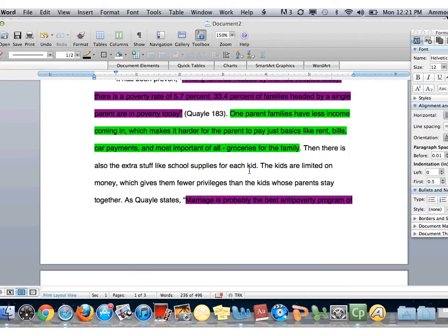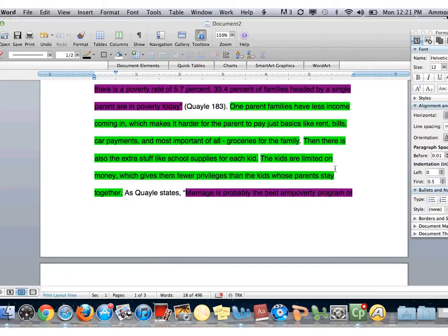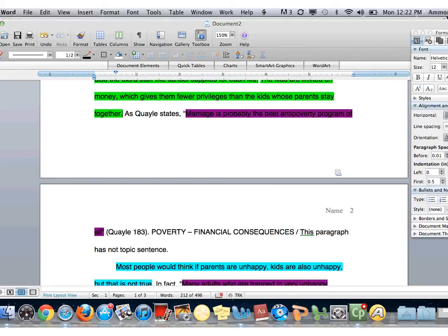Let's see, then there's the extra stuff like school supplies. So I think that's still part of the discussion of that quote. So let's put it in green too. Okay, the kids are limited on money. Yep, that's still part of the discussion. Good. Okay, now we have some more evidence, and then it's the end of the paragraph.